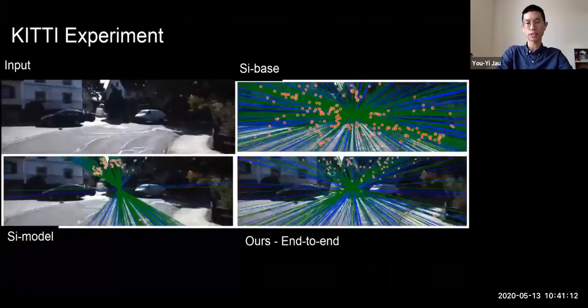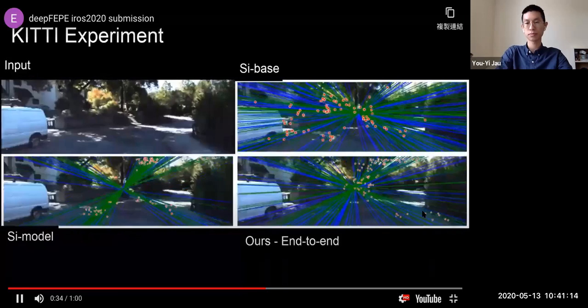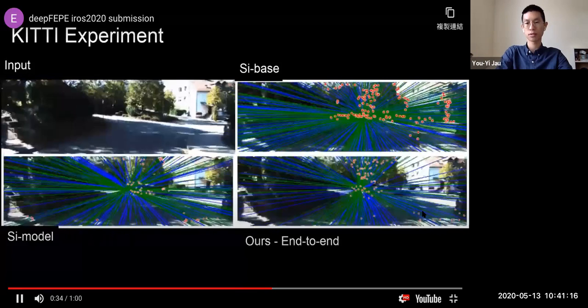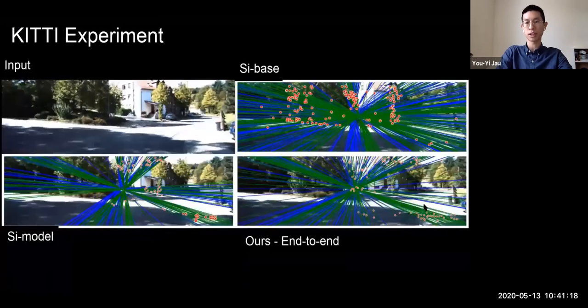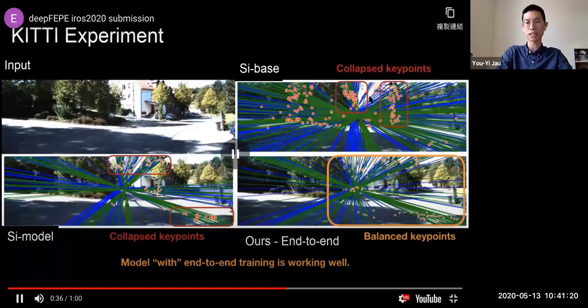We then try to test on another sequence. And also show that there are collapsed key points on SIFT plus RANSAC and collapsed key points on SIFT plus DPF, which leads to some pose error. And for our pipeline, we can have more balanced key points.